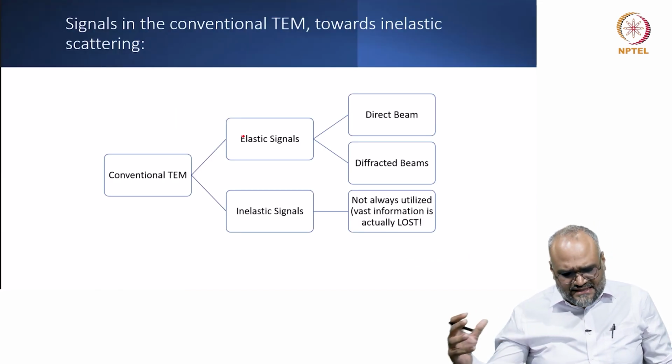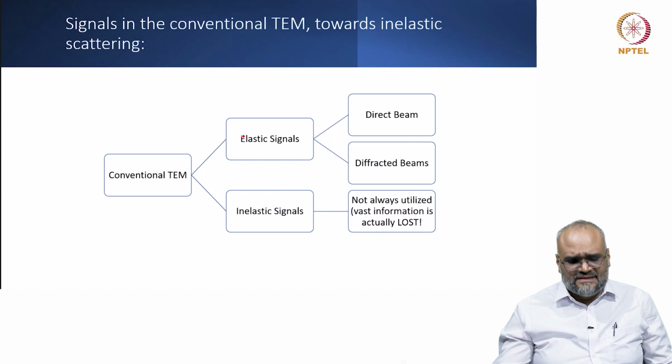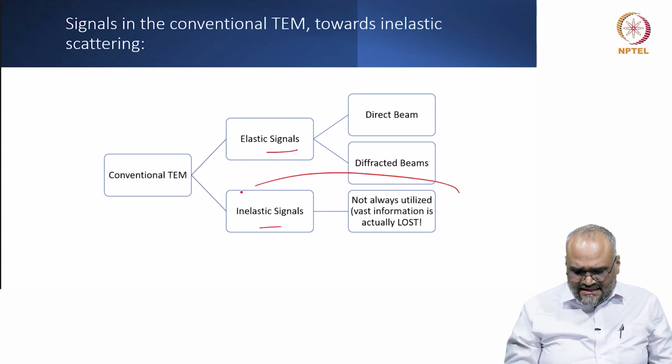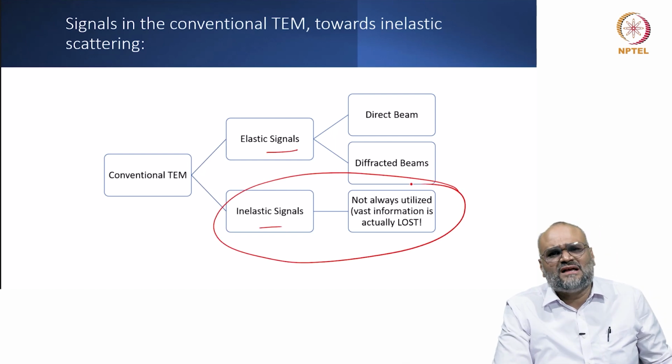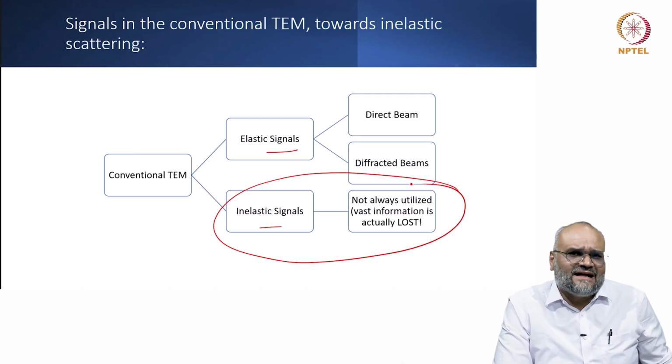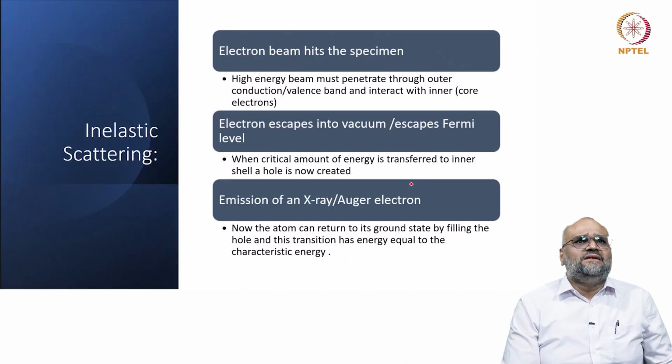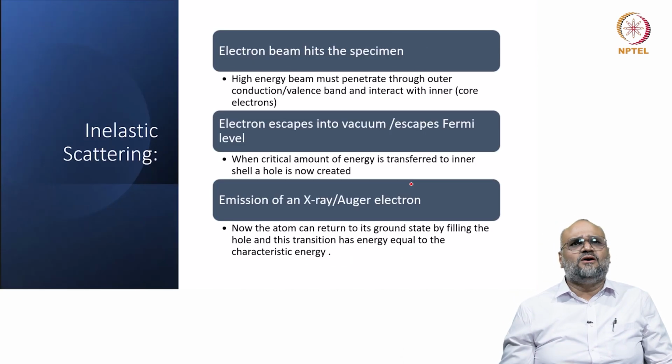If I look at the signals in the conventional TEM again, you have elastic signals and inelastic signals, and inelastic signals are the ones which have lost energy after interaction with the specimen, and from the inelastic signal you are actually getting analytical information from a specimen in a microscope. So inelastic scattering, how does this happen?